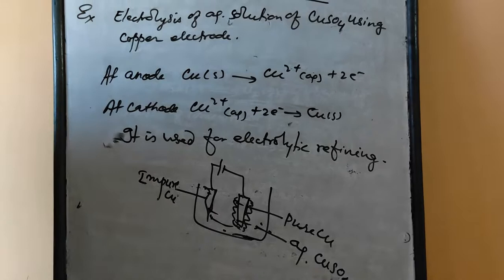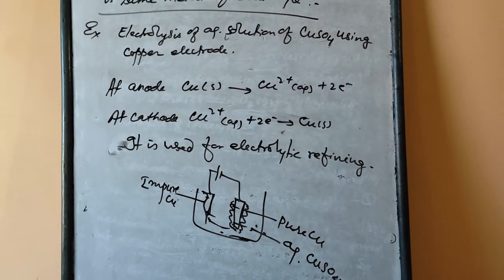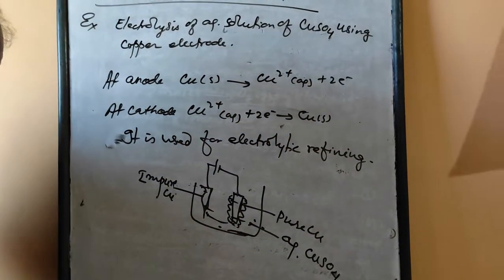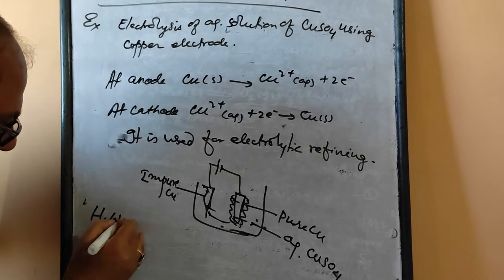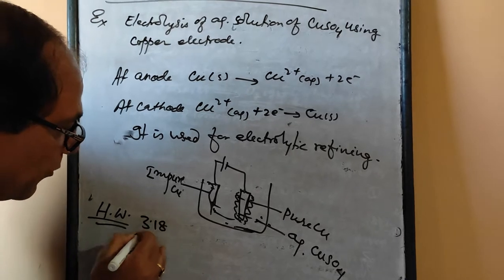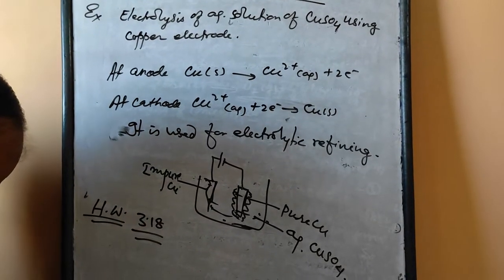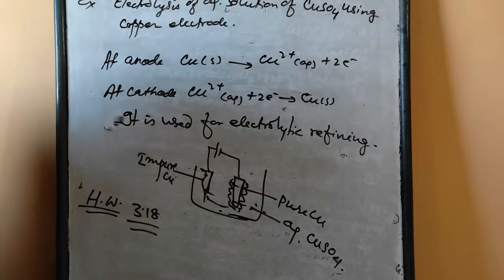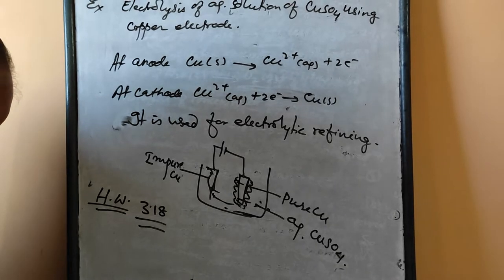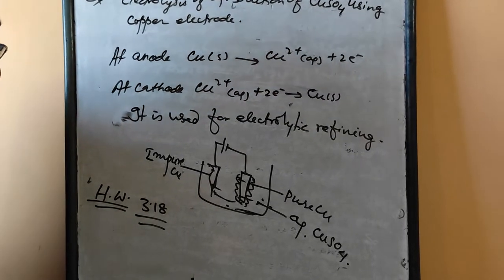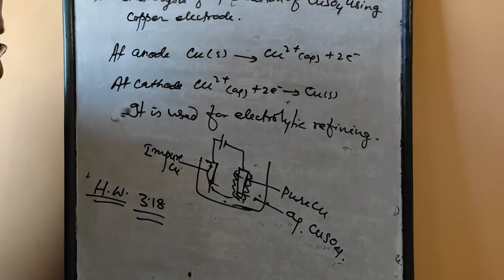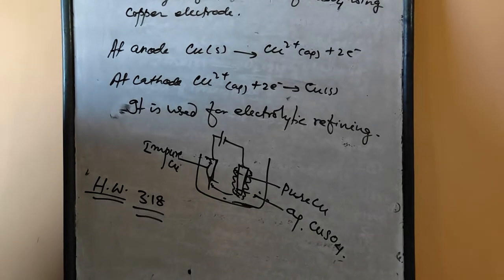Now in your NCERT there is a question, 3.18. This is theoretical homework for you. Question number 1: an aqueous solution of AgNO3 using silver electrode. The same technique applies. At the anode, silver is oxidized. At the cathode, Ag+ is reduced. That will be the answer.